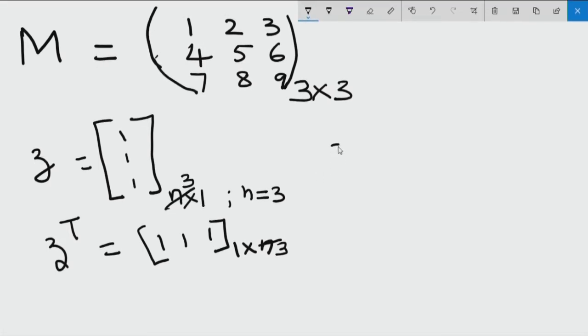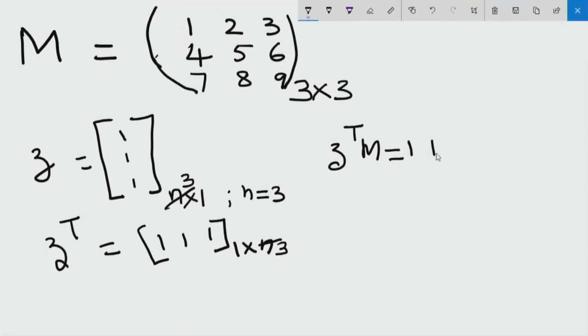Now we consider Z transpose into M, that is equal to 1, 1, 1, which is 1 by 3, times M, that is equal to 1, 2, 3, 4, 5, 6, 7, 8, 9.